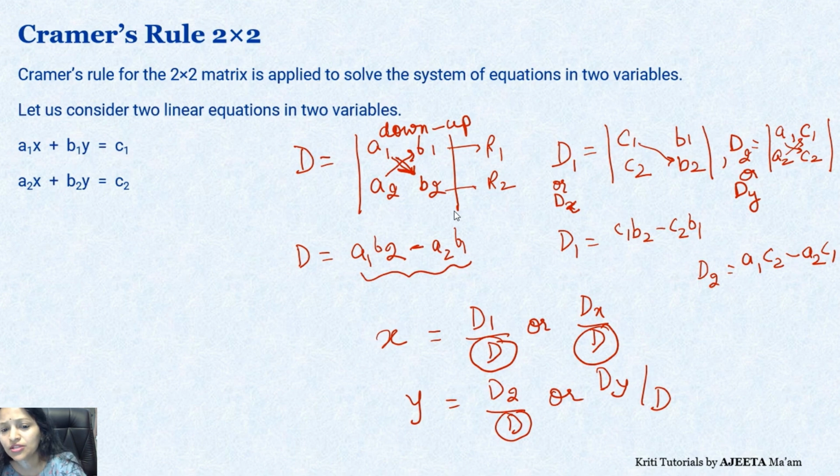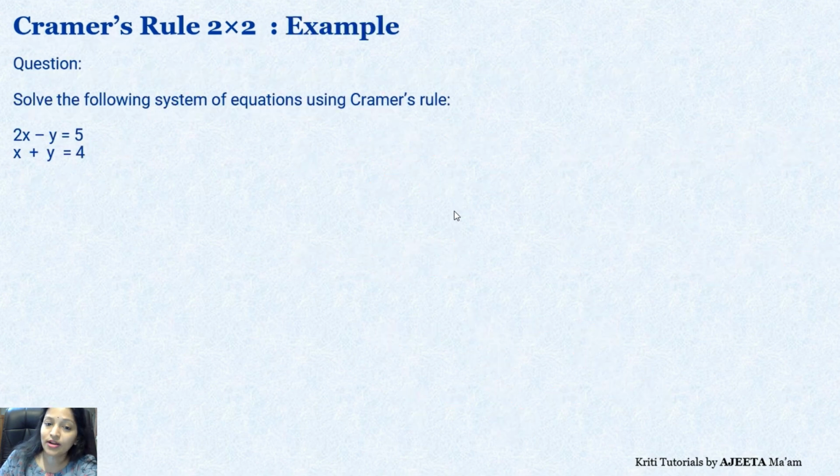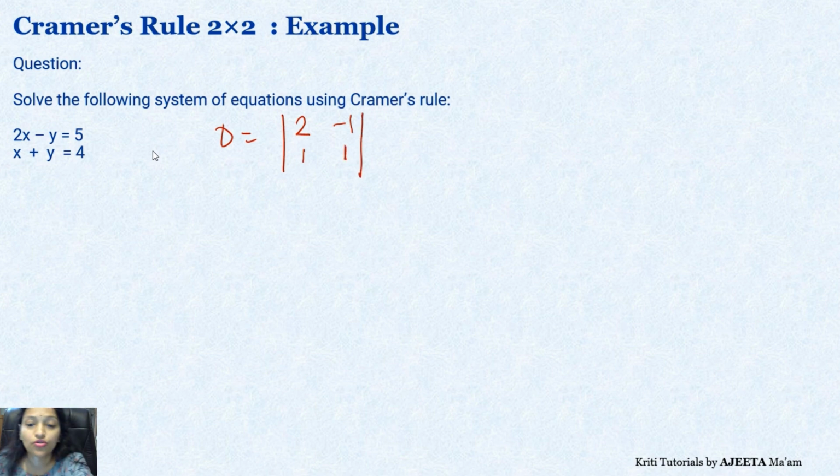Now let me explain the same thing with the help of an example. Correct? Let's take a very simple set of equations: 2x minus y is equal to 5 and x plus y is equal to 4. Now let's make D first. As I told you, D will be the coefficients of x and y. In the first equation, what is the coefficient of x? 2. What is the coefficient of y? Minus 1. What is the coefficient of x in the next? 1. What is the coefficient of y in the next? 1.